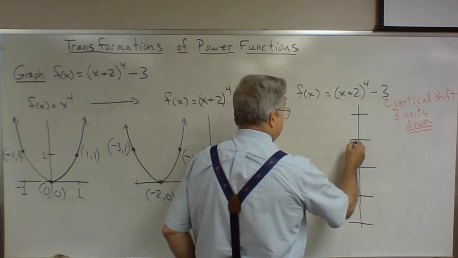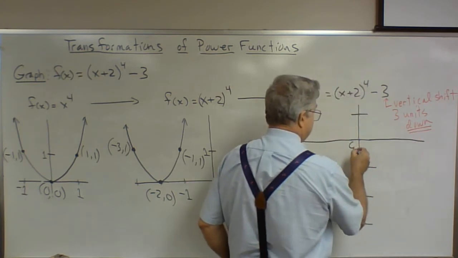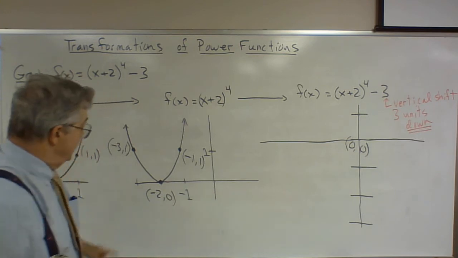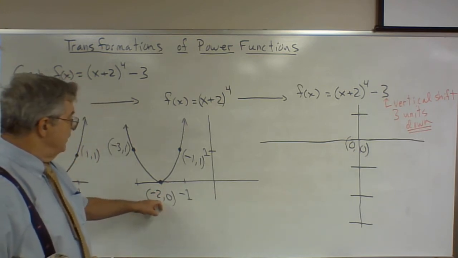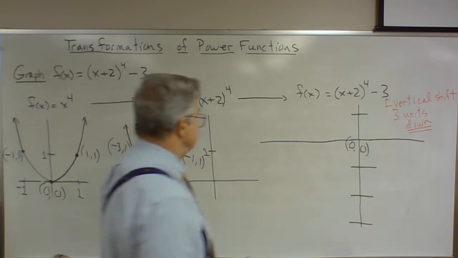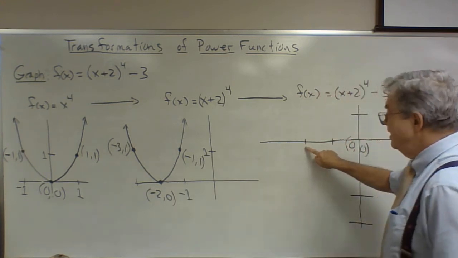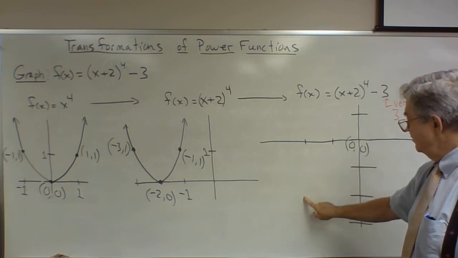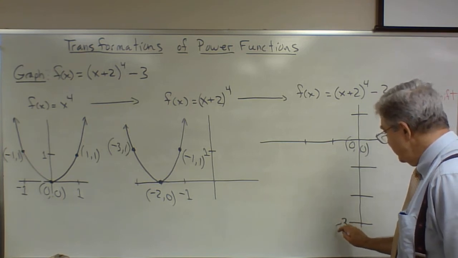I think I'll make this my x-axis. So here's my origin, (0, 0). And this point, (-2, 0), the vertex, is going to go down 3 units. So we start at (-2, 0), and we go down 1 unit, we go down 2 units, we go down 3 units. So y is now -3.